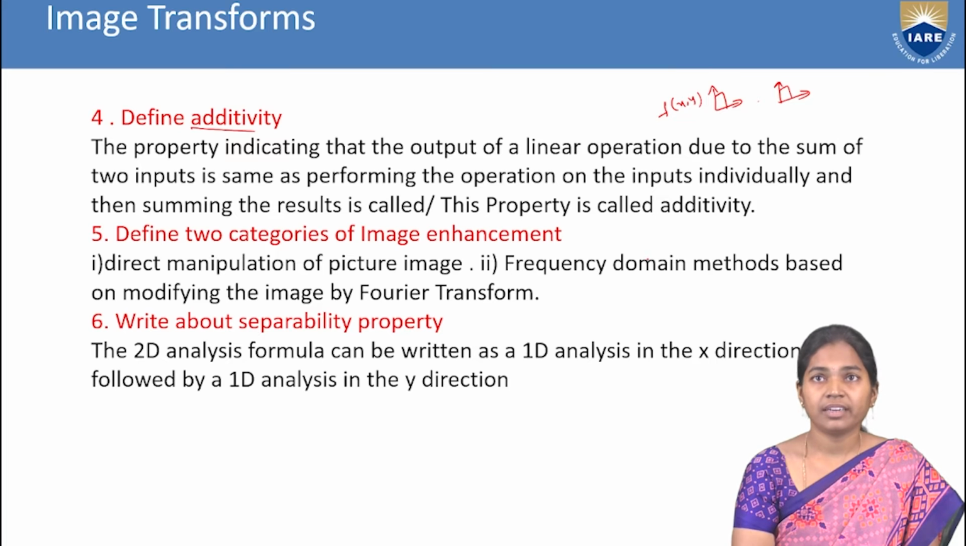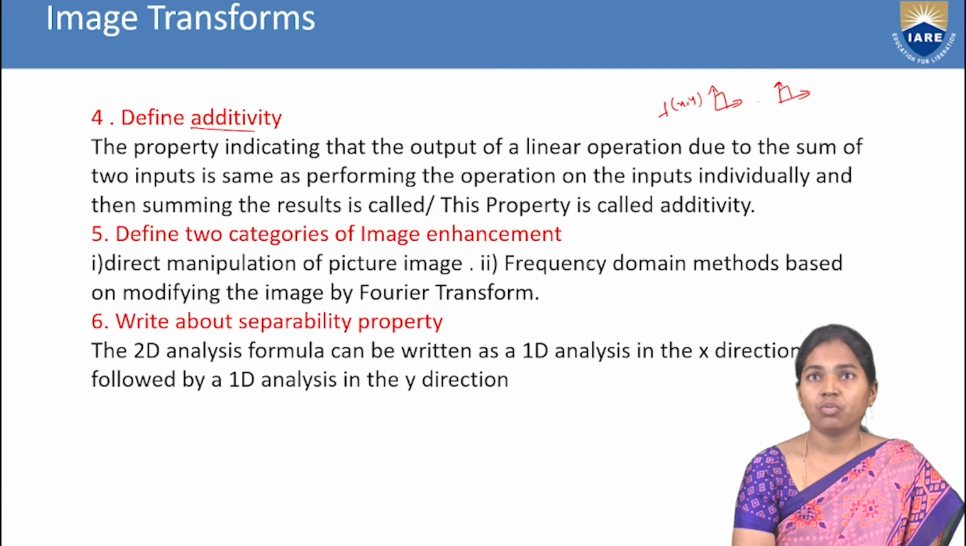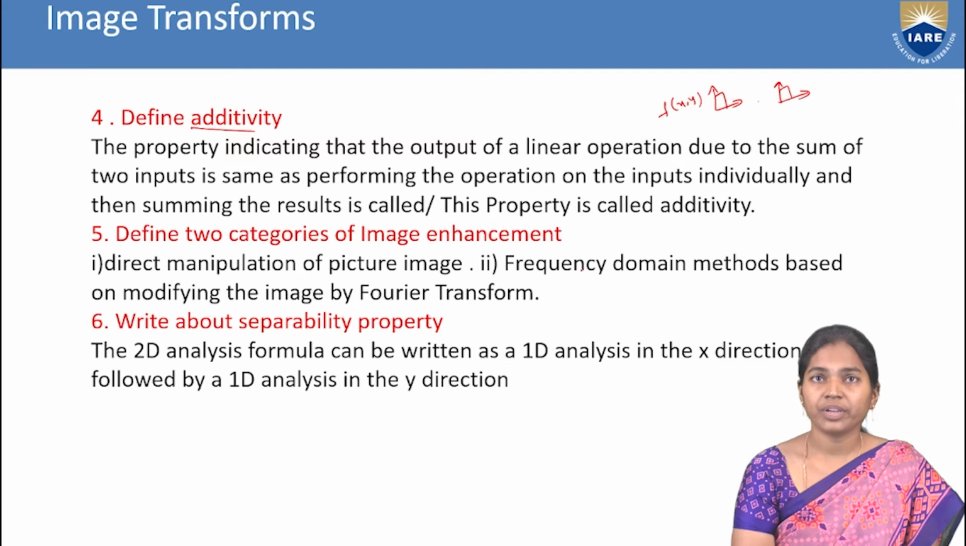So define categories of image enhancement. Here, direct manipulation of the picture image, and frequency domain methods, which are based on modifying the image by Fourier transform.